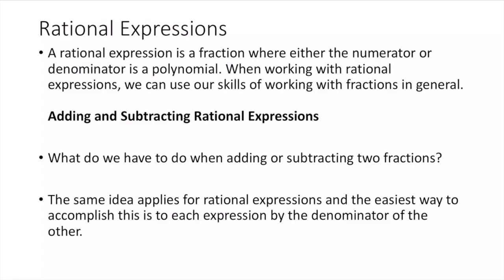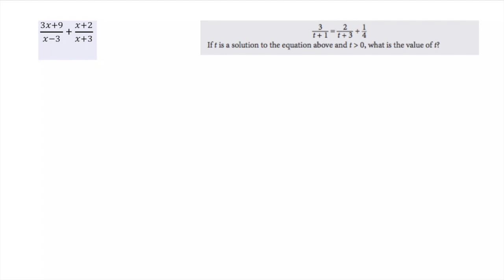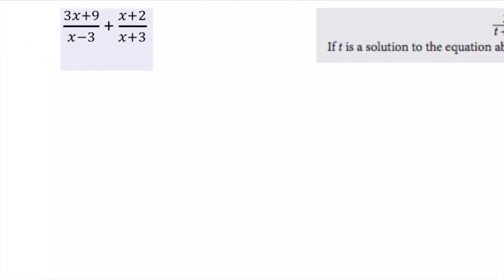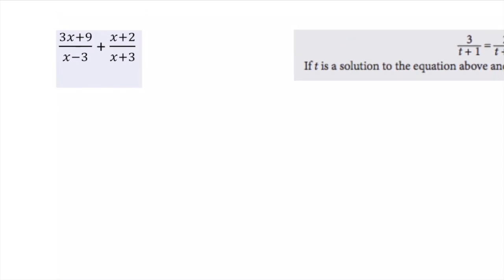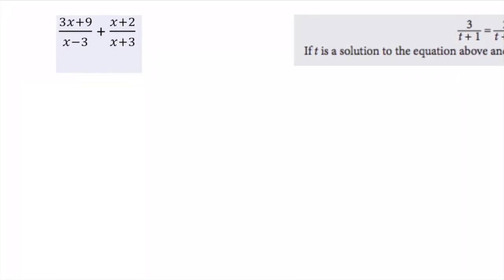Okay, so because rational expressions are two fractions, anytime we're adding them together, we have to make sure that their bottoms are the same, so a common denominator. Okay, so for this example here, I have 3x plus 9 on the top, x minus 3 on the bottom, and then I'm adding x plus 2 over x plus 3. Okay, so again, to add them together, I need their bottoms to be the same.